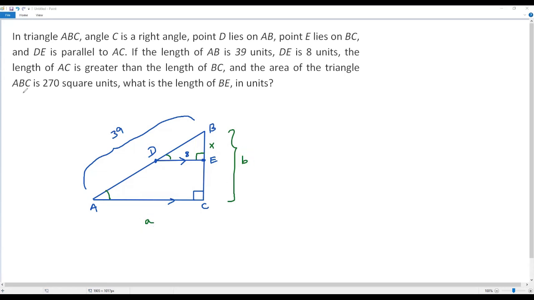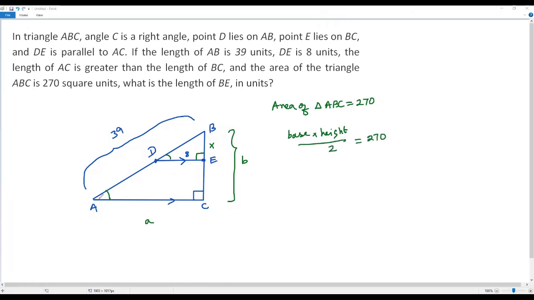For that, we can consider the information we have over here. That is, the area of the triangle ABC is 270 square units. Now let me write the stuff over here. Area of triangle ABC equals 270 square units. And we know the formula for the area of a triangle, that is base multiplied by height divided by 2. On the right side, we can write 270 as it is.